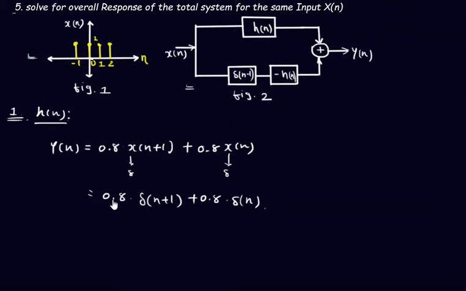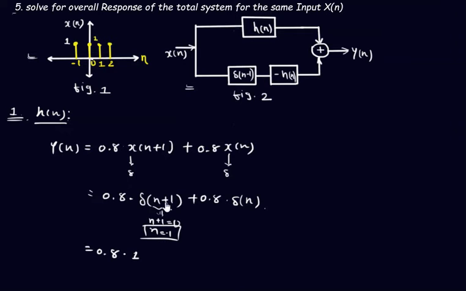Now see here, this is our input, x of n, that they have given to us. We have 0.8 multiplied by delta of n plus 1. Delta of n plus 1 means we have to see the location: n plus 1 is equal to 0, means n is equal to minus 1. So there is a value of 1 at the location of minus 1. So delta of n plus 1 is 1, this is the location and this is the value of the impulse. At the location of minus 1 we have 1.